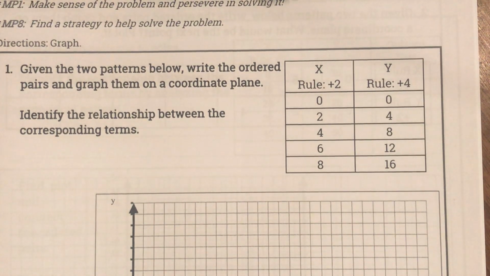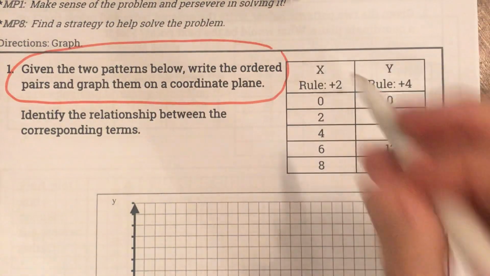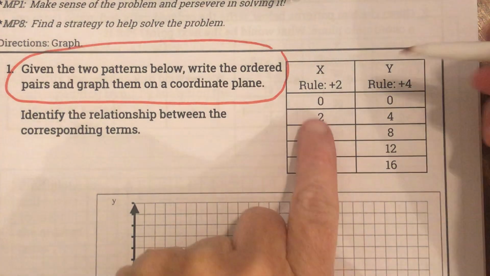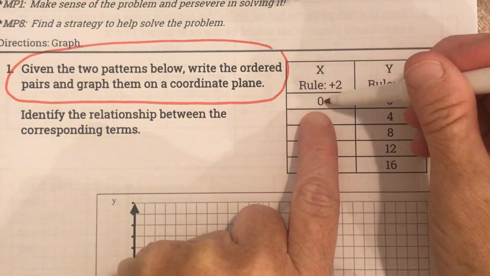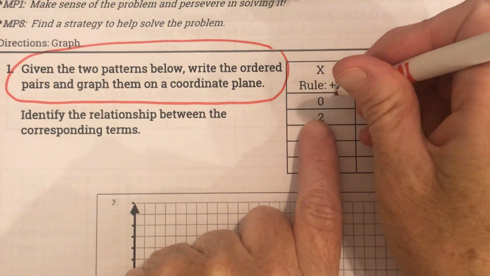It says, given the two patterns below, write the ordered pairs and graph them on the coordinate plane. So I'm just going to really focus on this direction first. They want me to write the ordered pairs. So if I look here, what do I see? I see an X and a Y. Those go together as my ordered pair.